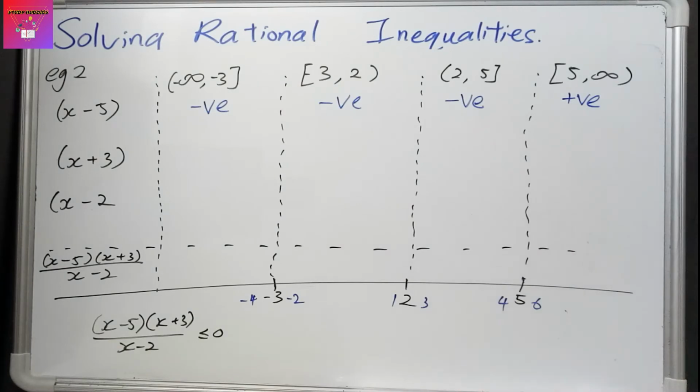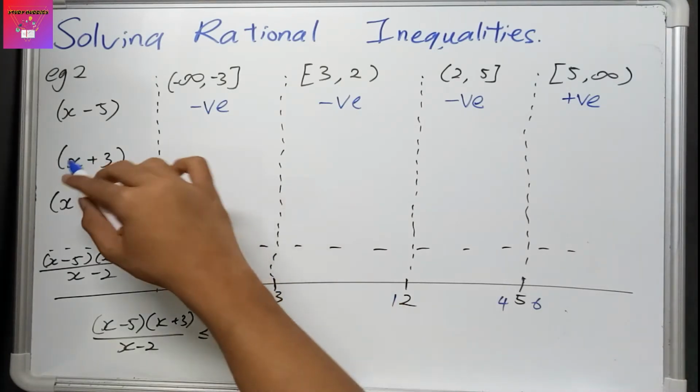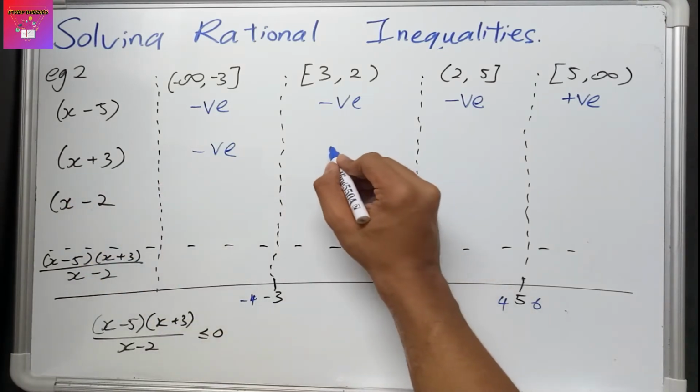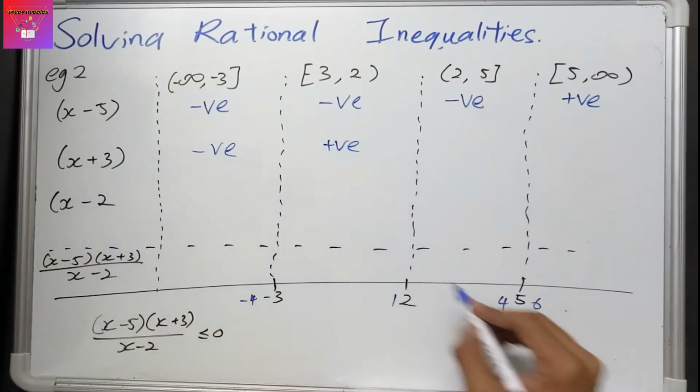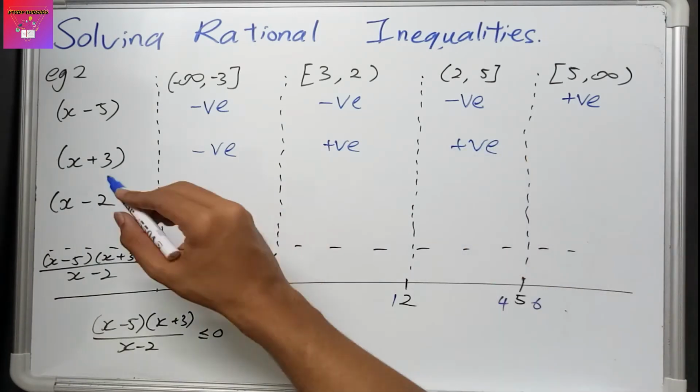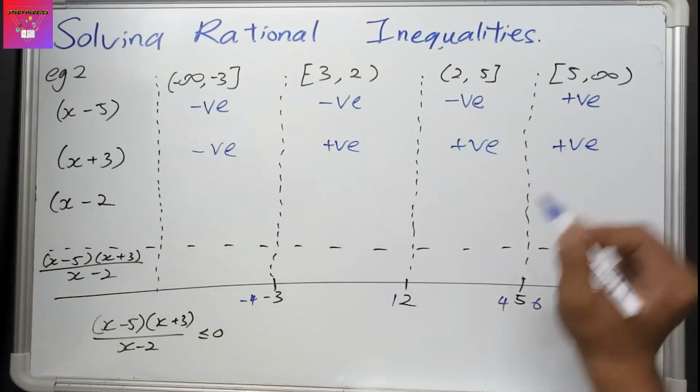positive. Okay, so negative 4 plus 3, negative 1, negative. So 1 plus 3, 4, 4 is a positive answer. So 4 plus 3, 7, 7 is also positive. And 6 plus 3, 9, 9 is also positive.